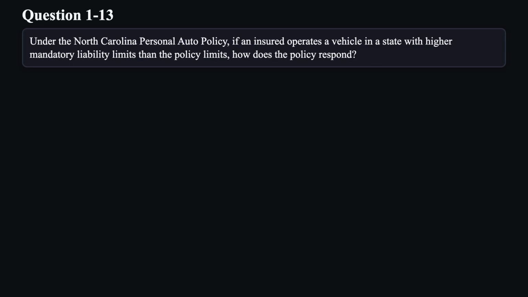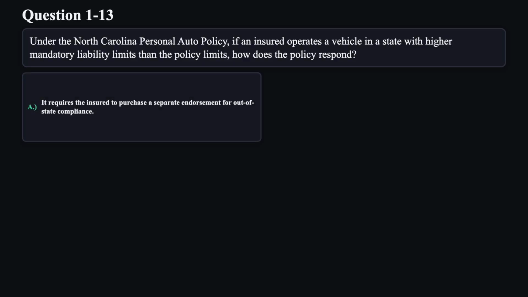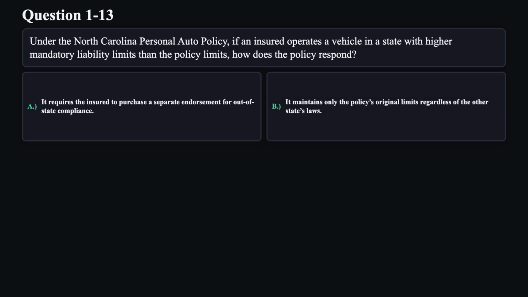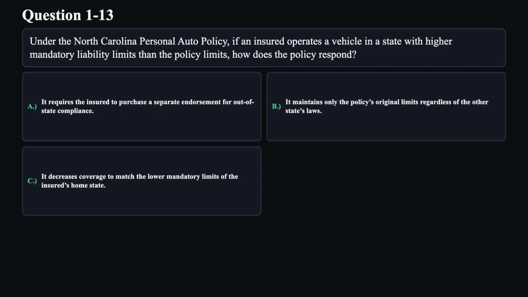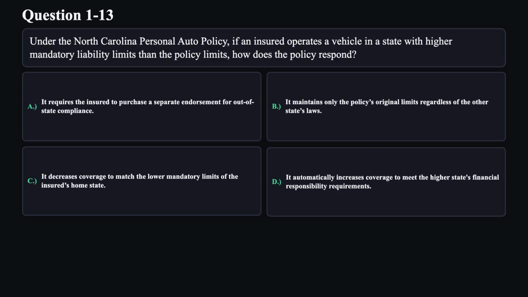Question 13. Under the North Carolina Personal Auto Policy, if an insured operates a vehicle in a state with higher mandatory liability limits than the policy limits, how does the policy respond? A. It requires the insured to purchase a separate endorsement for out-of-state compliance. B. It maintains only the policy's original limits regardless of the other state's laws. C. It decreases coverage to match the lower mandatory limits of the insured's home state. D. It automatically increases coverage to meet the higher state's financial responsibility requirements.